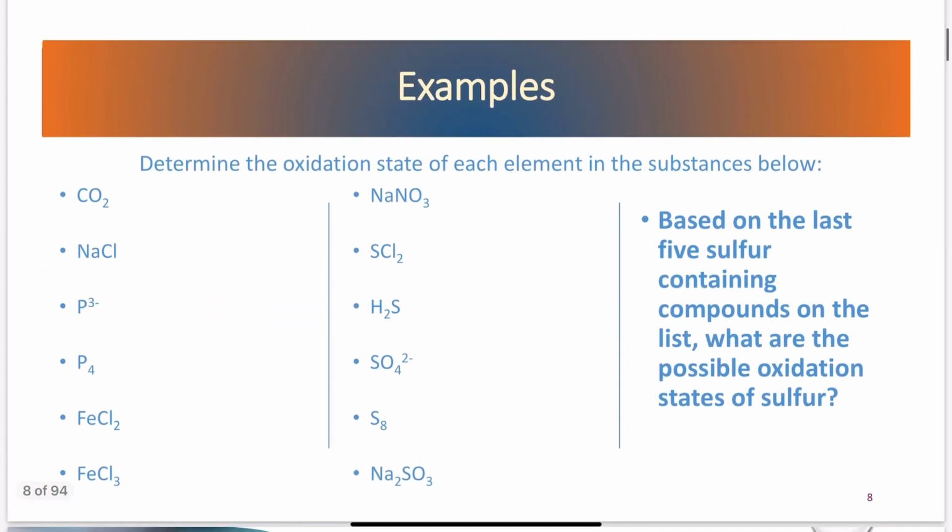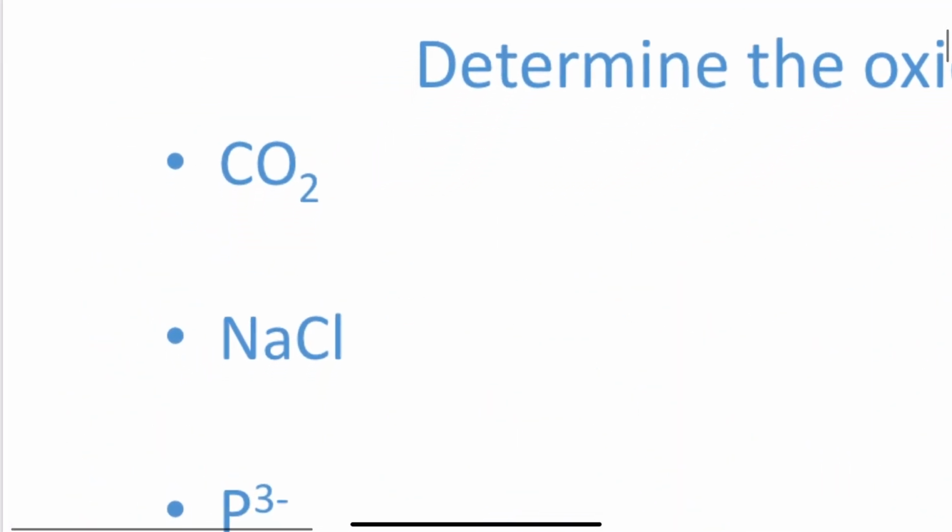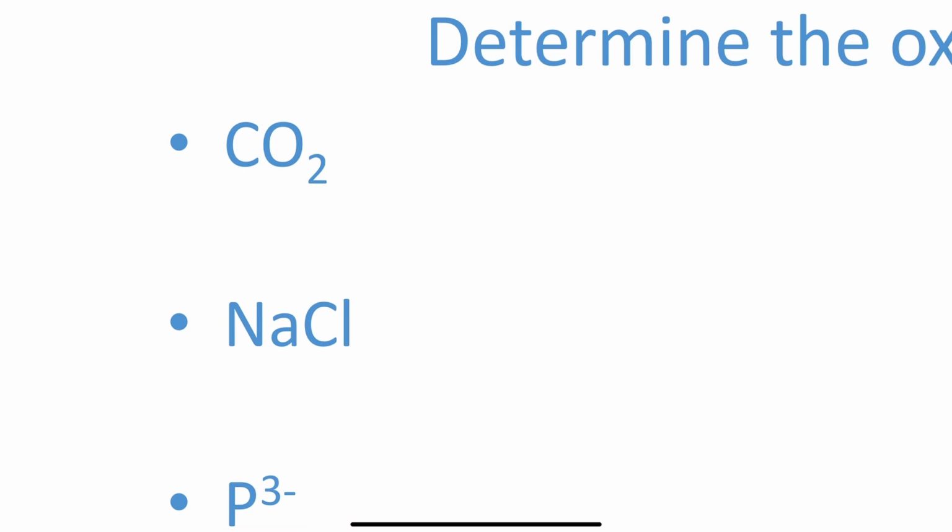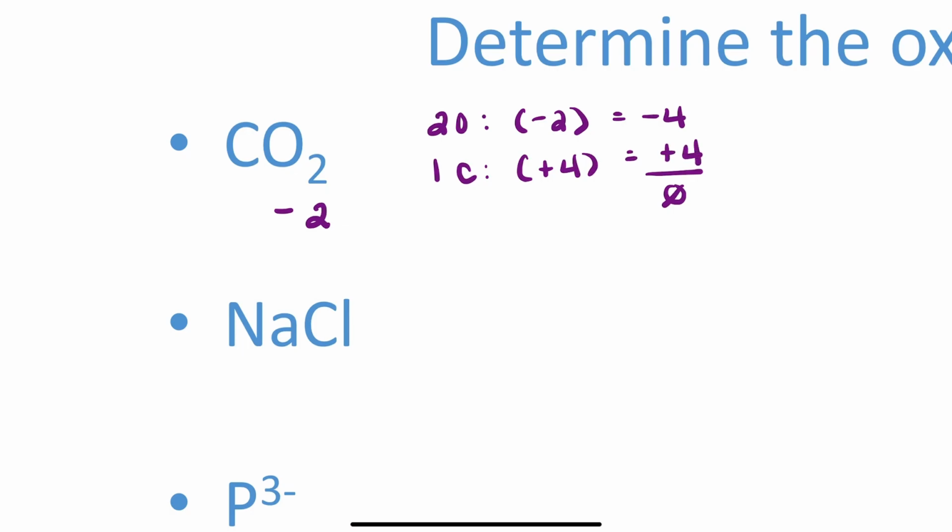Let's go ahead and work some more examples. Determine the oxidation state of each element in the substances below. I'm going to zoom in. If I look at CO2, oxygen is more electronegative than carbon, so oxygen is going to carry the negative charge. Oxygen is going to be a negative 2. I have 2 oxygens, negative 2, overall negative 4. That has to equal 0 because CO2 is a neutral species. The 1 carbon must be a plus 4 charge to equal out to a 0 overall state on the molecule itself.